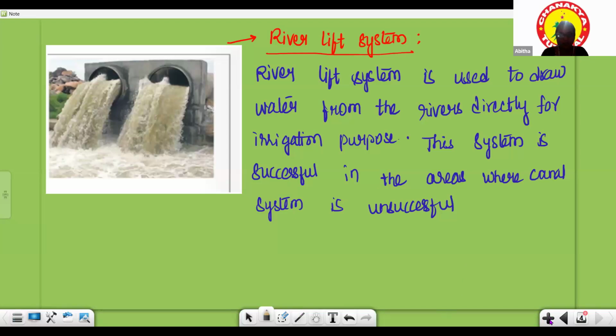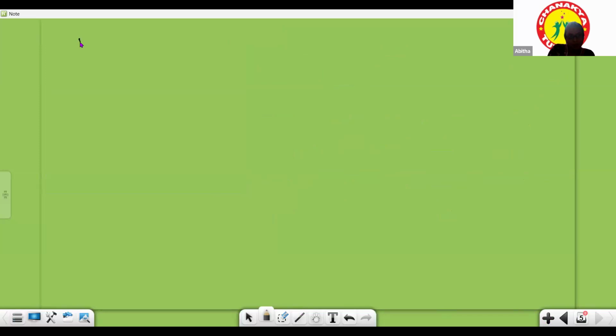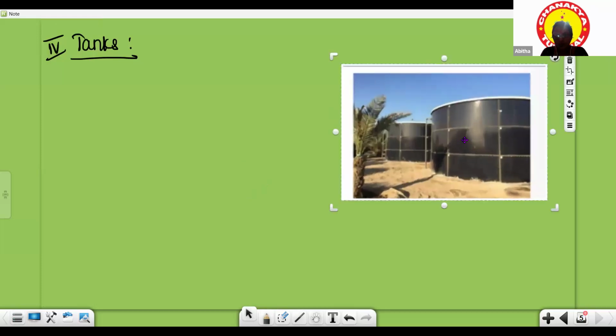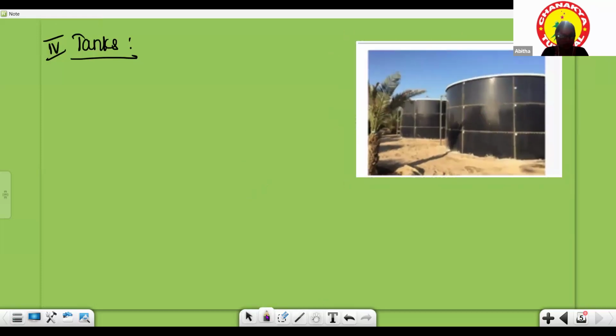Yes. Okay. The next system is about tanks. So the fourth one is tanks. So these are the tanks, where water is stored. Tanks are like small storage reservoirs where water is stored.